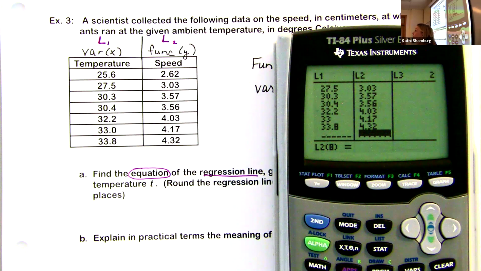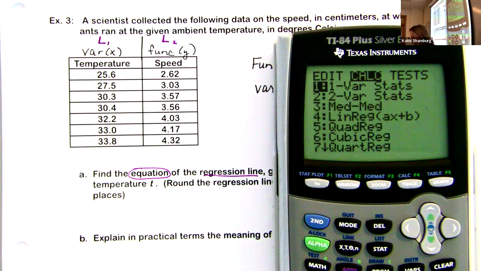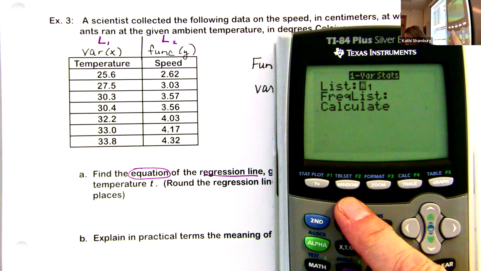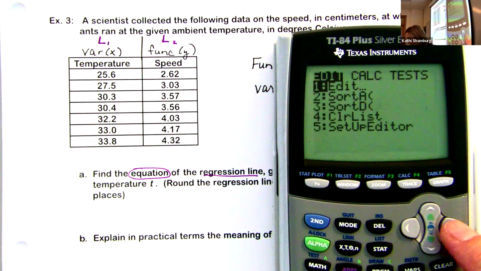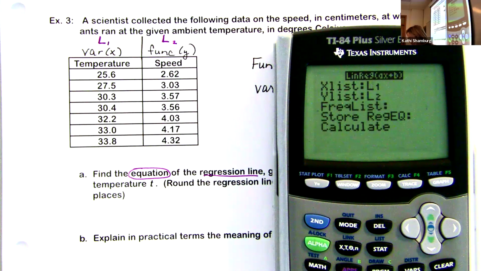That's to graph it. I'm not necessarily wanting to graph it. So if I want just the linear regression line, stat, right arrow over to calc, enter. Oops, I hit the wrong one. Let me go back to the calc. I hit 1. What do I need to hit? 4.